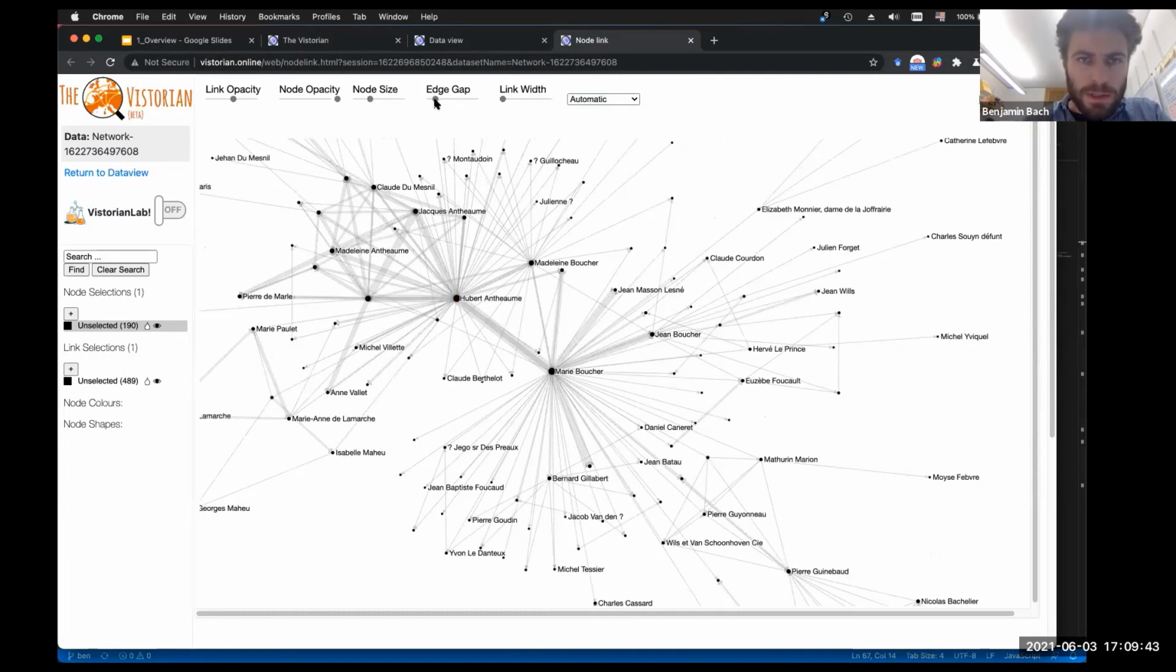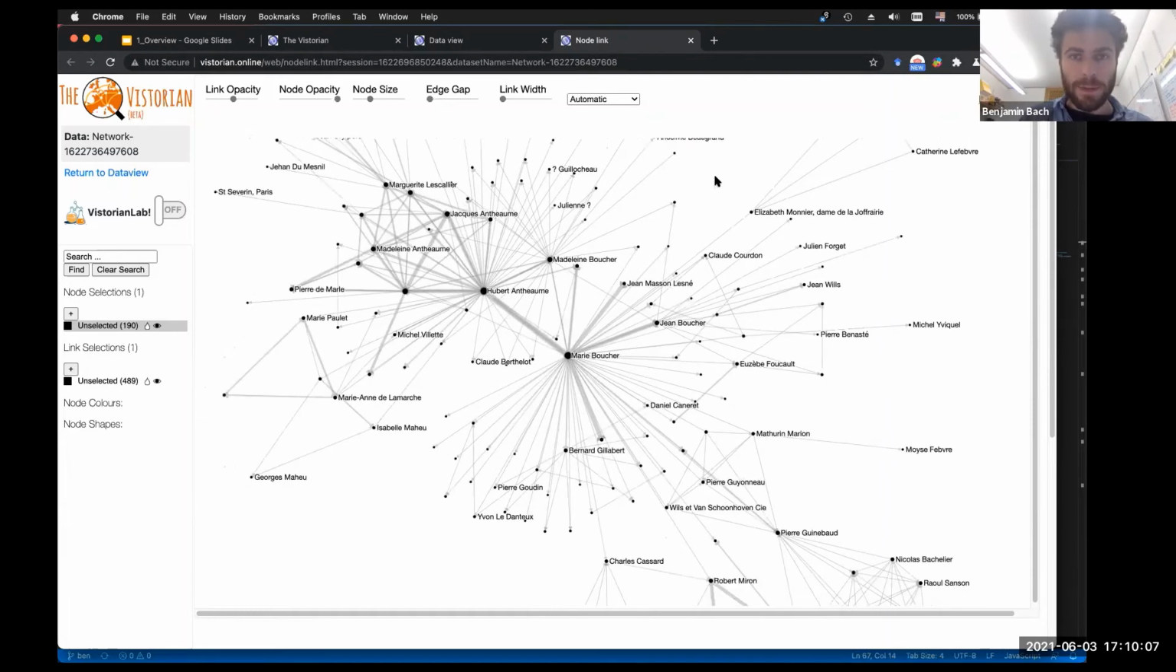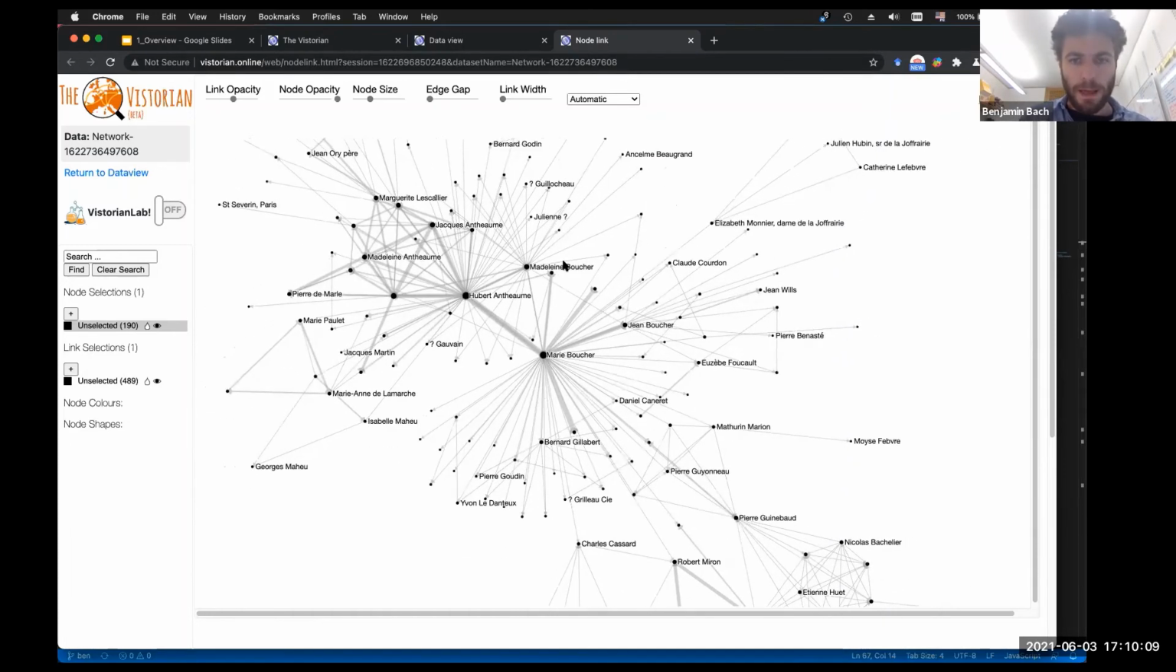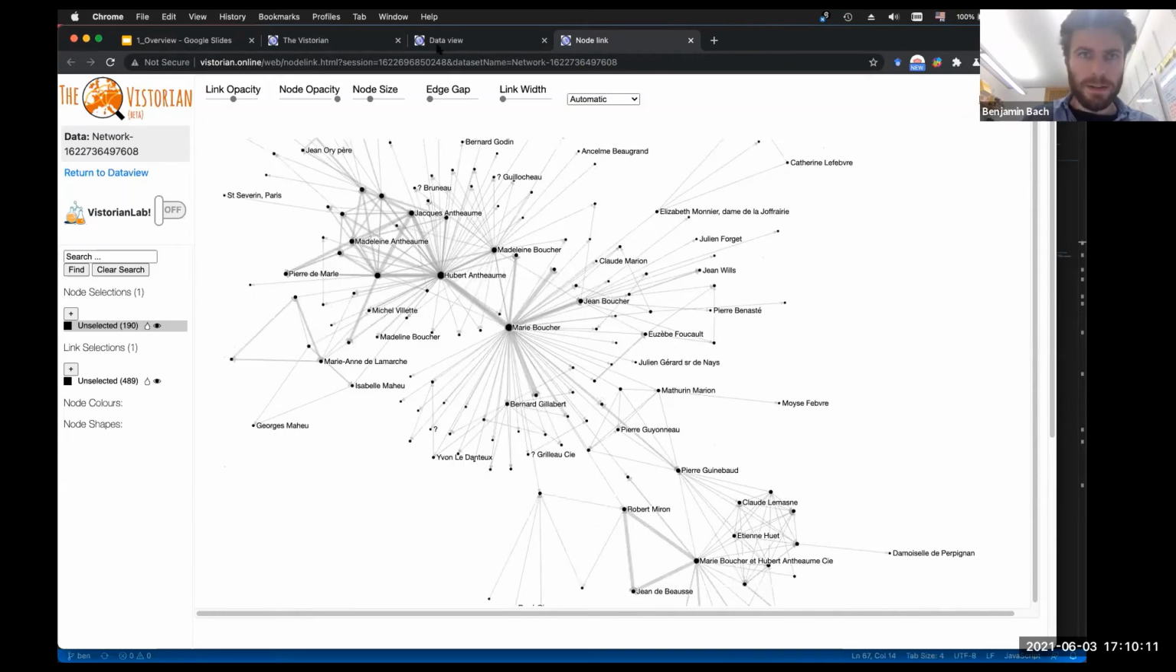I can also increase the edge gap a little bit, and I see which links have multiple edges. See, we have again Marie Boucher and Hubert Antome. And we can see that they have sent a lot of letters. Remember what I showed you in this time arc representation, that you can see all these many letters between nodes. So I can play a little bit with these visual representations to highlight the information that I want, basically. Okay, great. That's very simple.